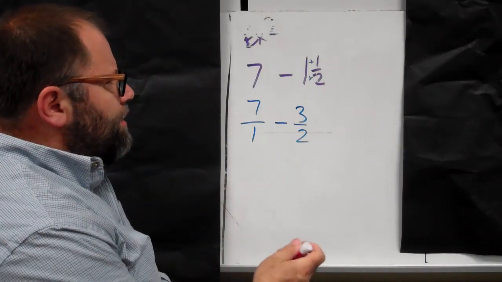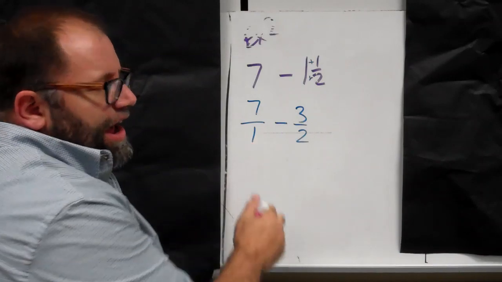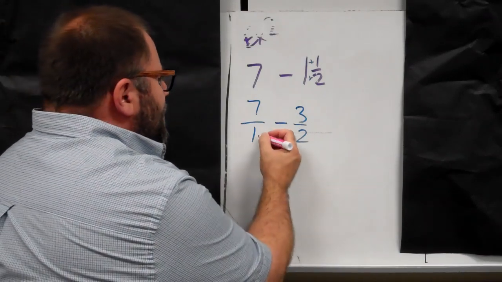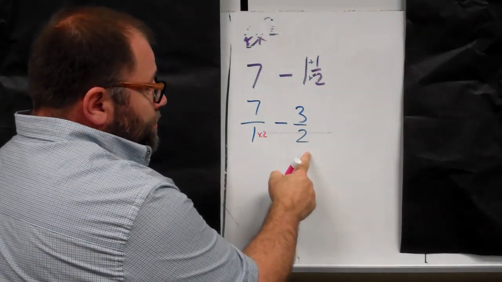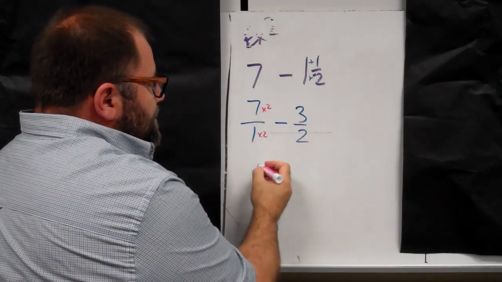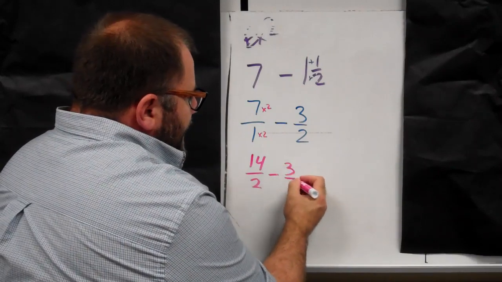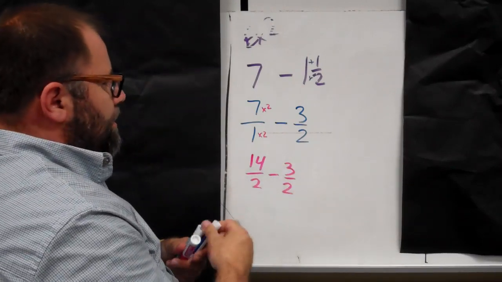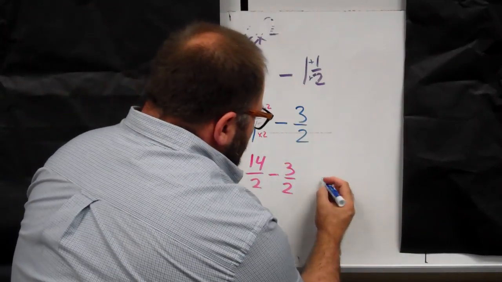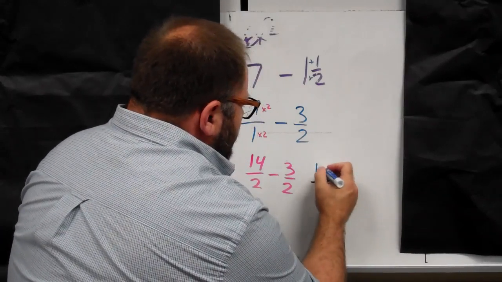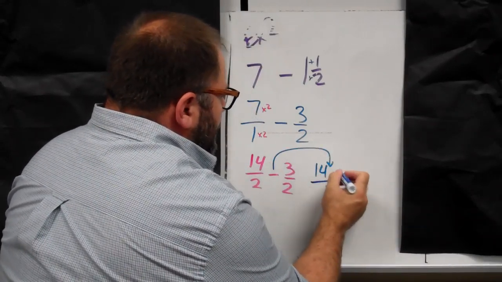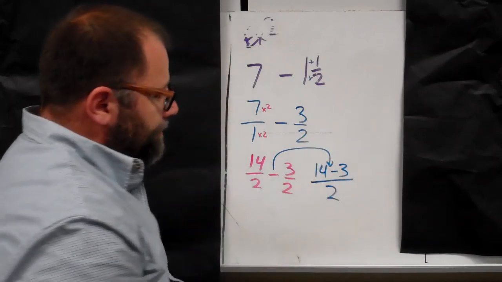So right now I want to convert this one to halves. To do that, I know 1 times 2 is 2, and 7 times 2 is 14, which gives me 14/2 minus 3/2. Then I set up my dance floor, and that's over 2. 14. Bring my operator over, minus 3.